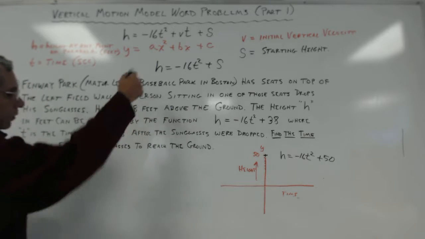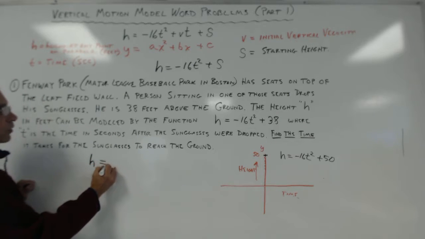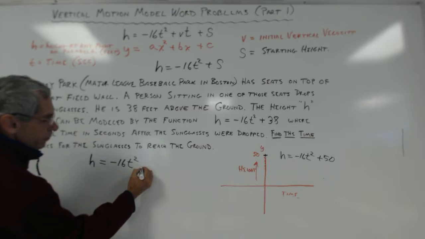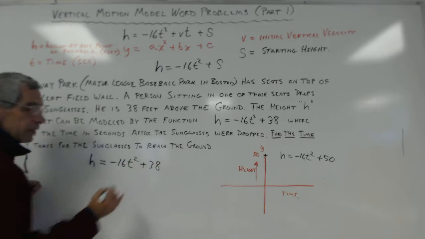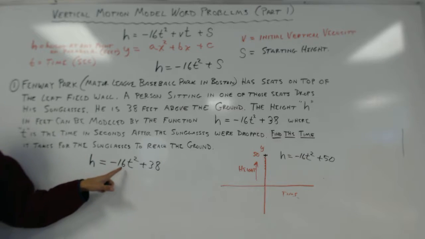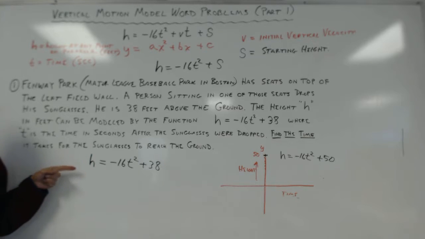So here we go. We have this equation, h equals negative 16 t squared plus 38. And they're asking us to find the time when it hits the ground. What is the height, this height, when it hits the ground? Jackson, what is the height of this when it hits the ground? What's h? Do you agree with him?